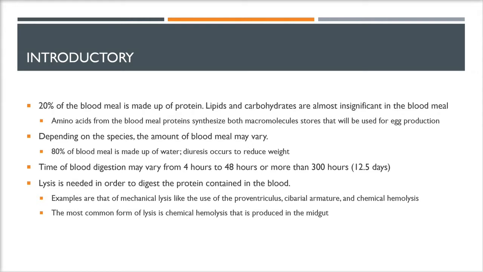20% of the blood meal consists of protein. Lipids and carbohydrates are almost insignificant in the blood meal. Amino acids from the blood meal protein synthesize lipids and carbohydrates, stores involved in egg production. The use of amino acids is an important source of energy for egg production overall.